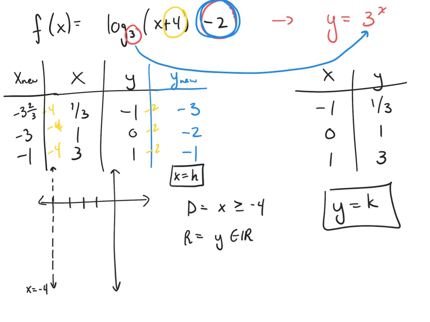The range is always all real numbers for log, and the domain is always all real numbers for exponential. So for these graphs, they differ in their range and domain. They kind of switch because they are what of each other? Inverses.